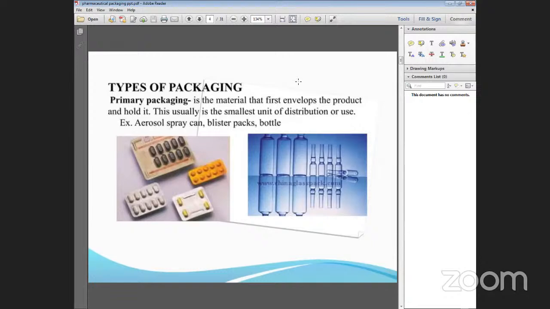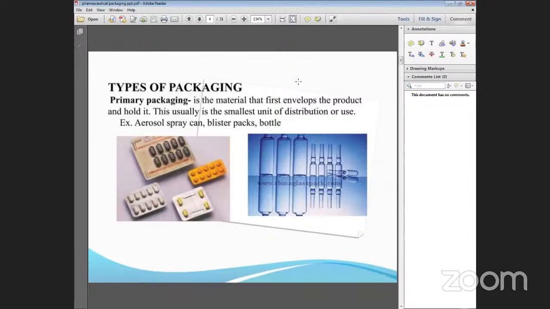First, we will know about the primary packaging. What is primary packaging? It is the material that first envelops the product and holds it. This usually is the smallest unit of distribution or use. Example: aerosol spray, can, blister pack and bottles.